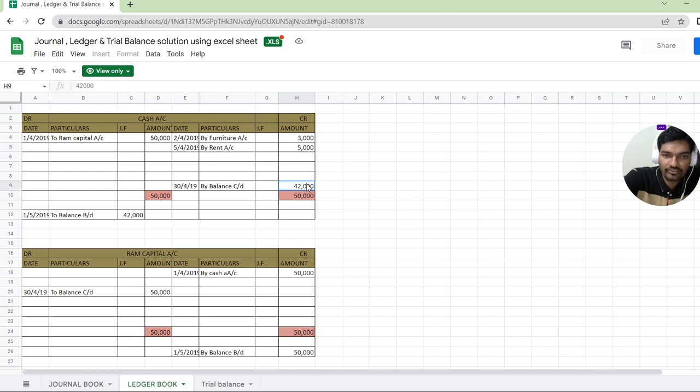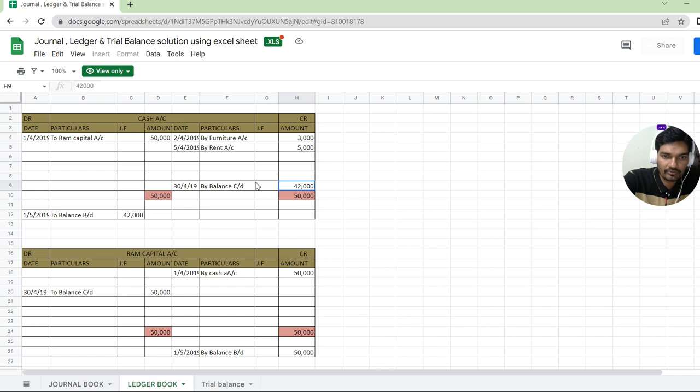So what is the difference? How much balance is higher on the debit side as compared to the credit side? 42,000. So this is the closing balance. At the end of the month of April we have 30 days, so as on 30th April 2019, 42,000 rupees cash is available in the business account. So this is the closing balance.